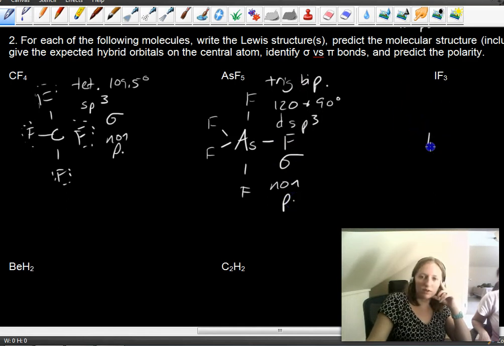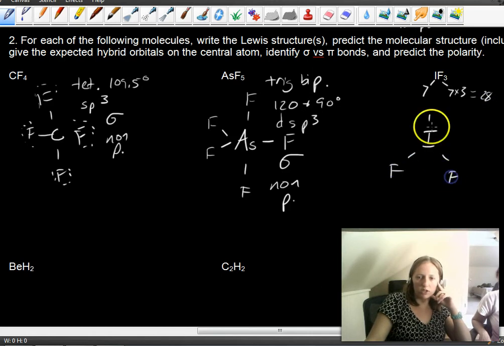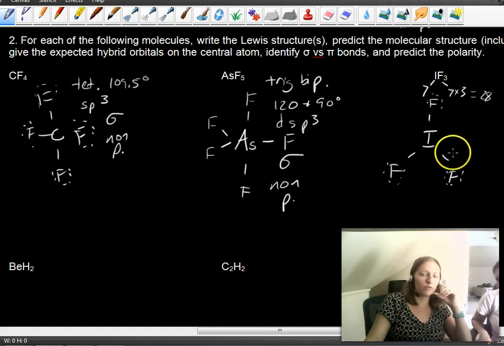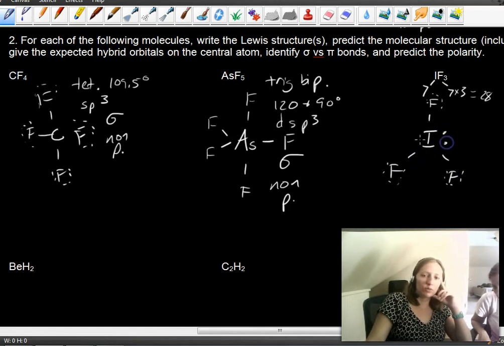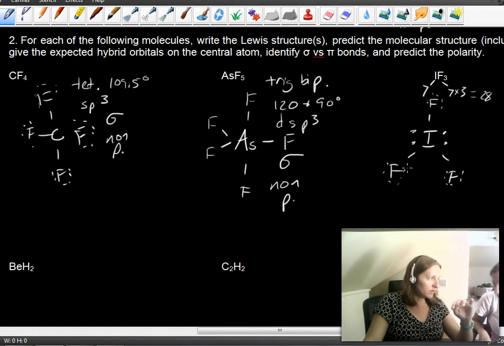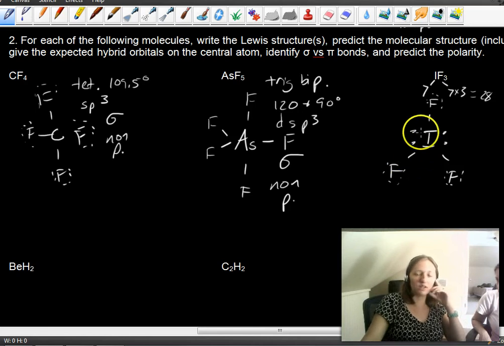Iodine trifluoride is fun. That's 7, and that's 7 times 3, so 7 times 4 is 28. So you end up doing fluorines around the edge. So we've accounted for 8 times 3. We've accounted for 24. We have 4 more. So that's going to be 2 lone pairs on that iodine. So that's based off of the 5 family, the trigonal bipyramidal, but minus 2 atoms and with 2 lone pairs.